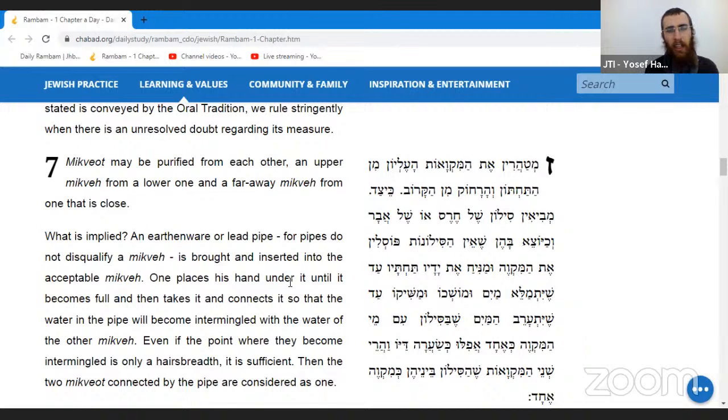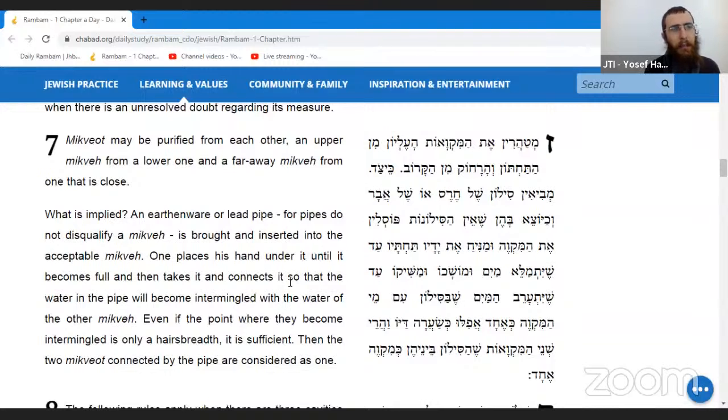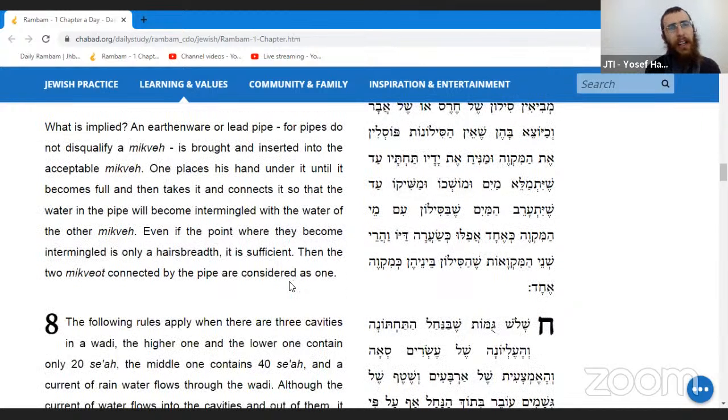Halacha number 7, mikvahs may be purified from each other. An upper mikvah from a lower one, and a faraway mikvah from one that is close. What is implied? An earthenware or lead pipe. For pipes do not disqualify a mikvah. This means a straight pipe without any crevices inside of it.